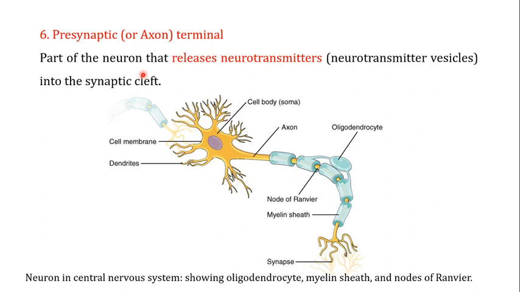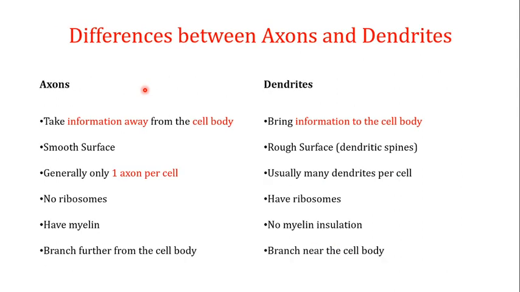The other, or the last, important part of the neuron is the presynaptic terminal, which is also known as the axon terminal. So the axon terminal and the presynaptic terminal are one and the same thing. This is the part of the neuron that releases the neurotransmitter. As I've shown you, the neurotransmitters are present in the neurotransmitter vesicles. So the axon terminal is responsible for releasing these neurotransmitters from the vesicles into the synaptic cleft when they receive a message.